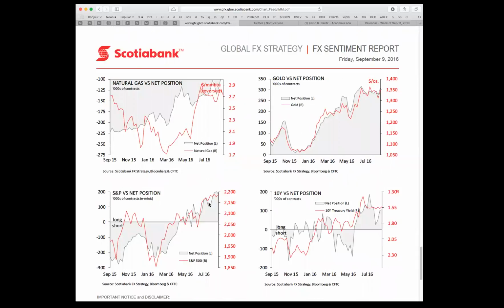All right, and then the S&Ps. These guys got long. They were short from the China deval. They kind of covered their shorts going into the Santa Claus rally. Then we had the rate hike and it came back down. Then they went screaming the other way, and now we get fried.